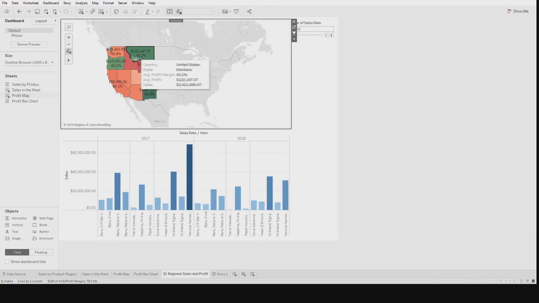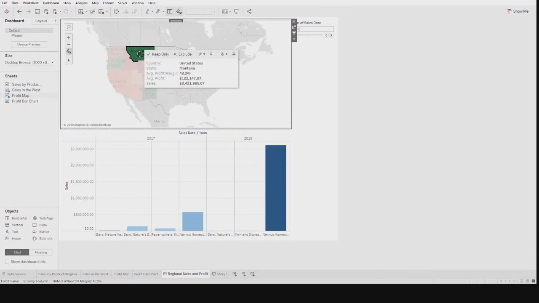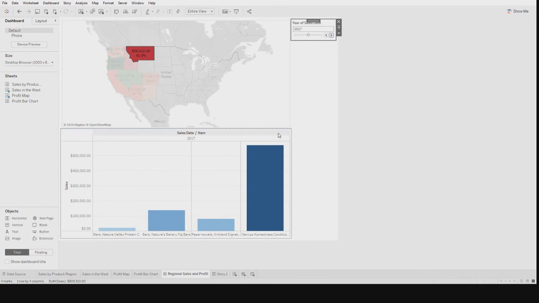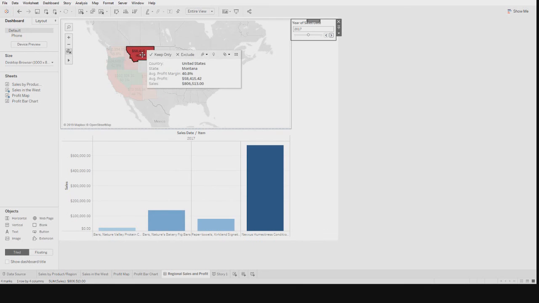But what you can see is that there are three states that are green, and if we just look at one of them, let's say Montana, I'm going to click on Montana. You can see for 2017, this is the sales data. The average profit is $60,000 with an average profit margin of 40.8%, sales 800,000.